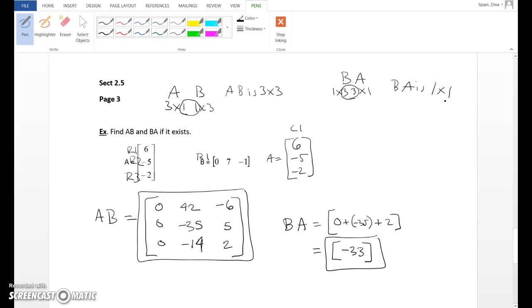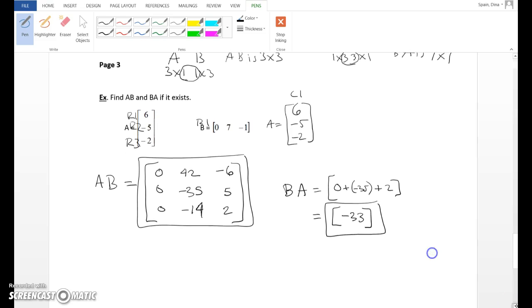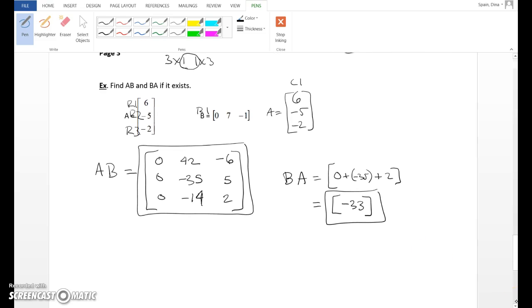Exactly what we thought. So obviously, those two are not equal. AB is a big 3 by 3. BA is 1 by 1. So we'll put this note way down at the bottom. This is the very end of section 2.5 and multiplying these matrices.